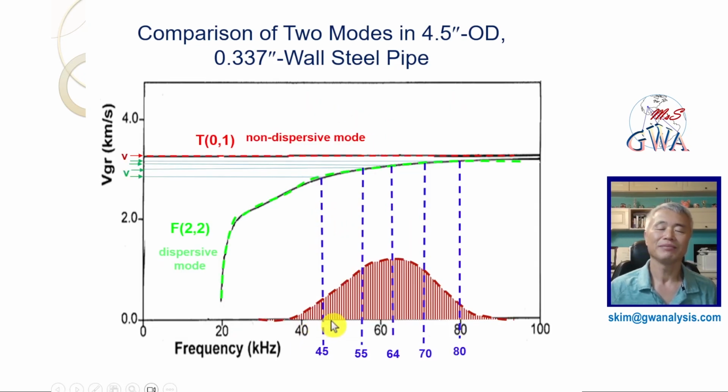The 1 cycle transmitted signal includes several frequency components of, for example, 45, 55, 64, 70, and 80 kHz. The non-dispersive T01 mode has a constant velocity at those frequencies, but the dispersive F22 mode has a different velocity depending on the frequencies. Let us consider the guide wave has reflected from an object at 15 meters. We can calculate the RF waveform by using inverse FFT process.